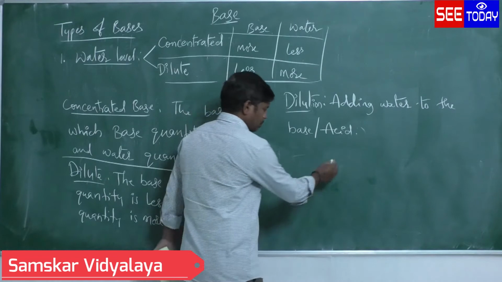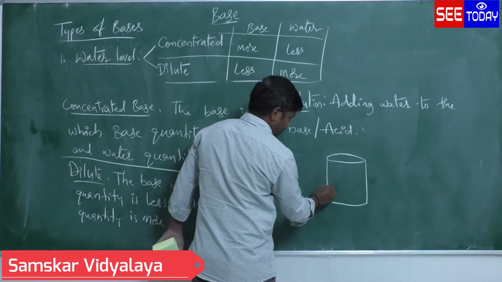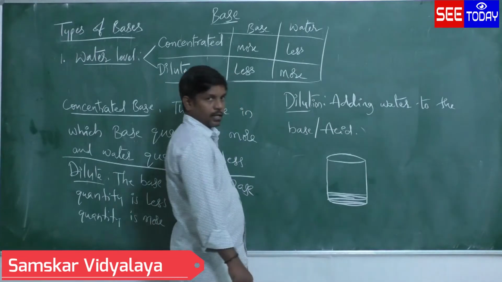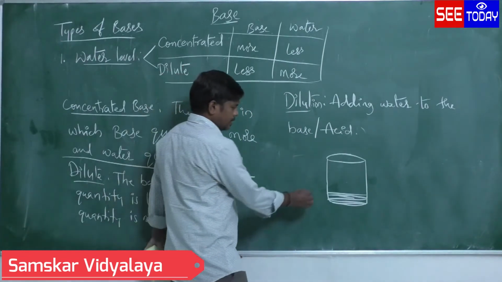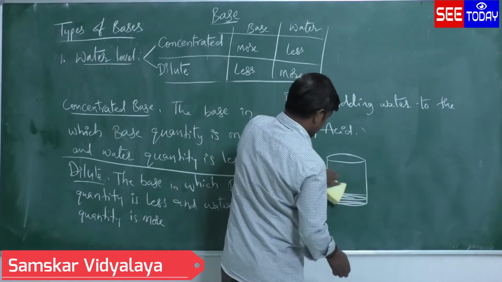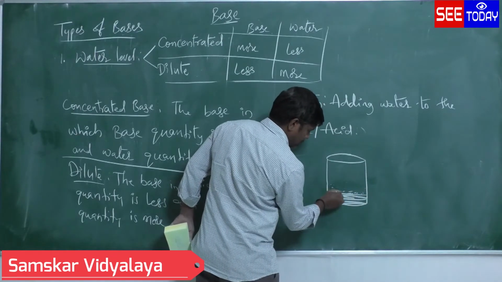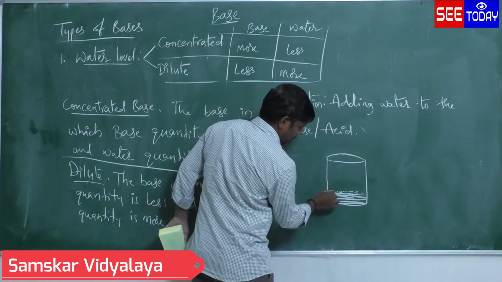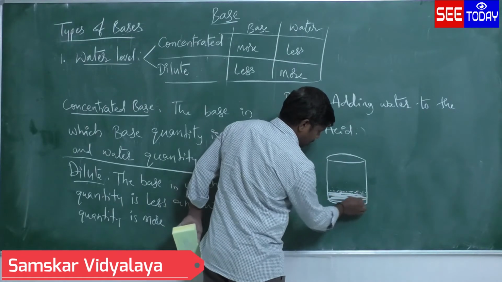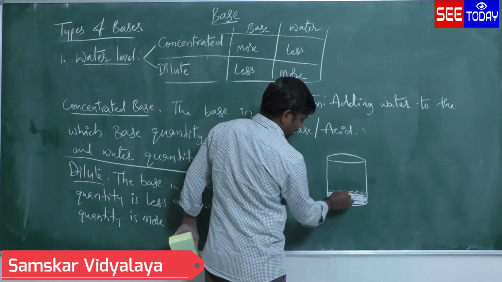So I have taken one vessel into which I have taken base, right? And in this, let us suppose these dots are water level. So in this less amount of water is there. So this is base. Normally base will mix in water. This alkalis will mix in water.